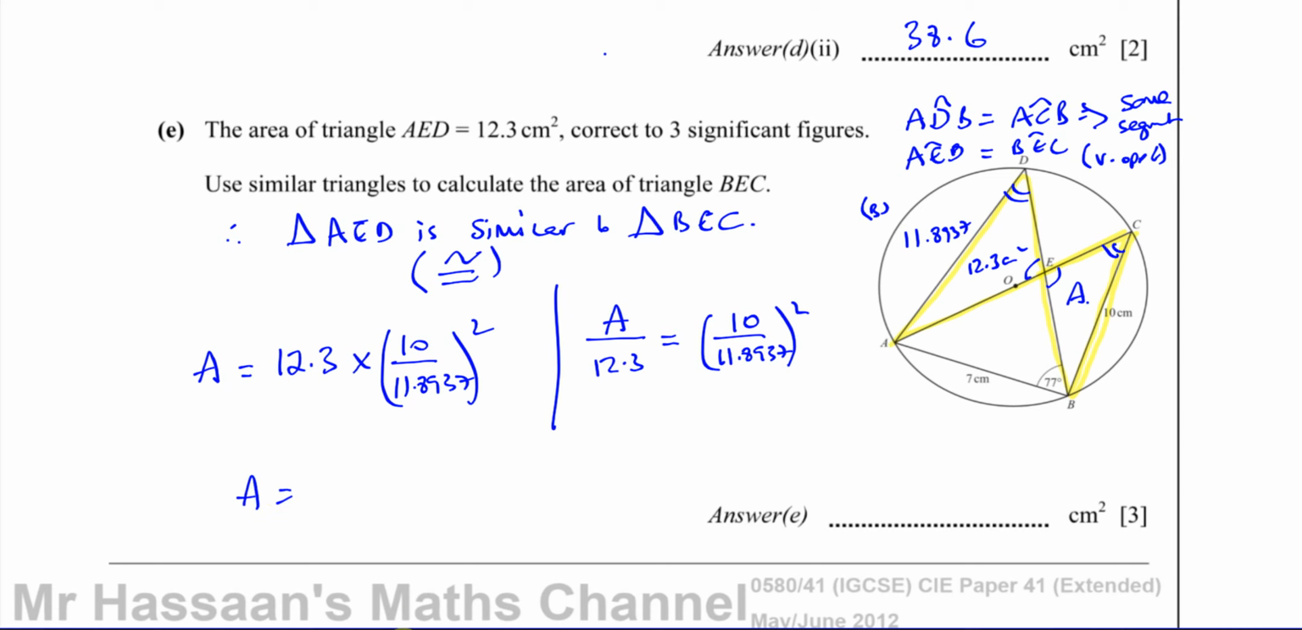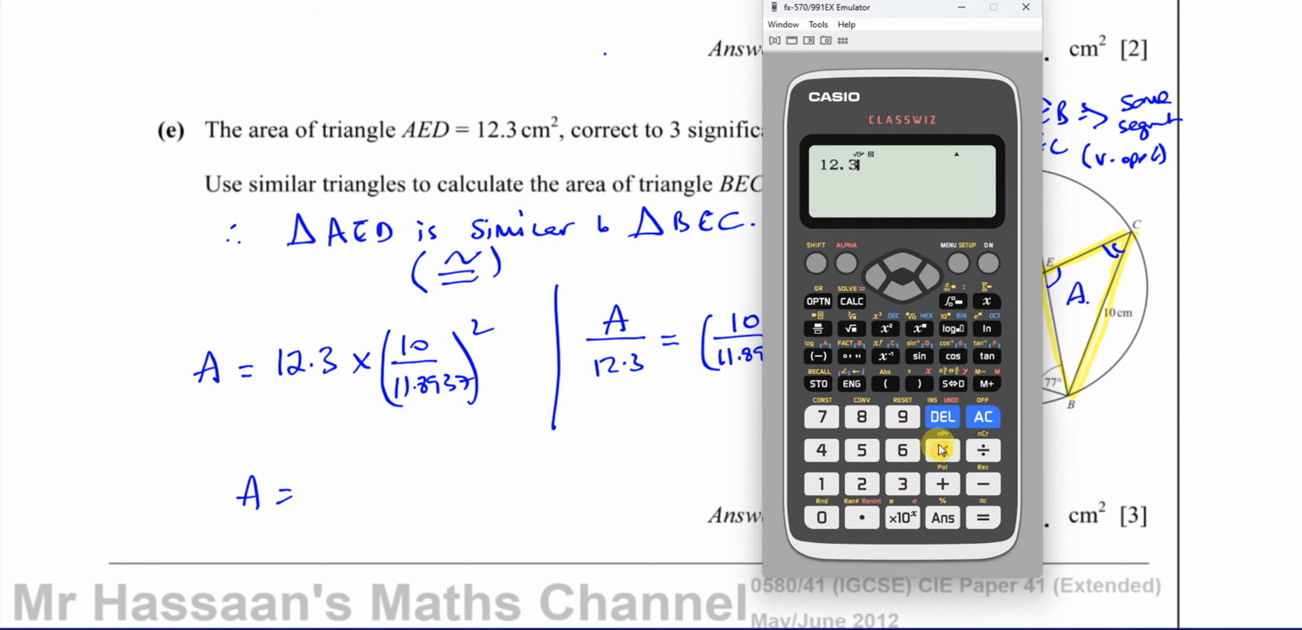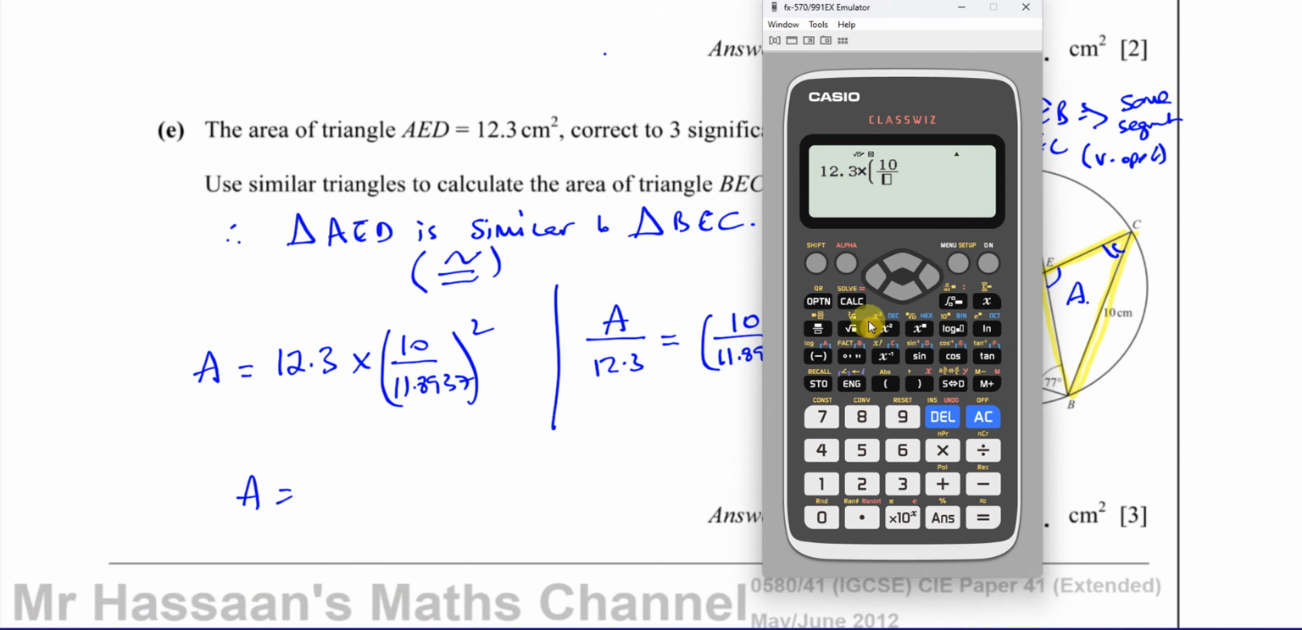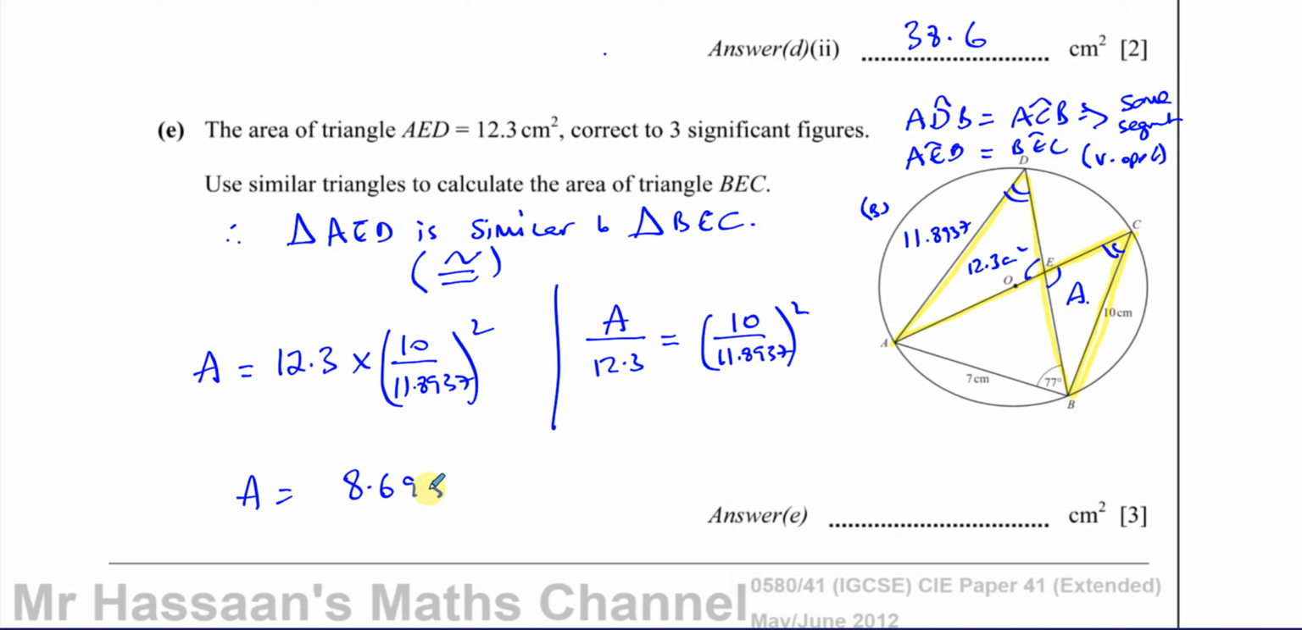So the area is going to be, if we work that out, 12.3 times, bracket, fraction bar, 10 over, that's B in my calculator, so I'm going to put alpha B, and then I'm going to square that. That's the ratio of the lengths, and squared gives you the ratio of the areas, so that should give me my answer. The answer should be less than 12.3. Let's see what it comes out as. 8.695. So you can say 8.70 centimeters to 3 SF. And there's the answer to this question.